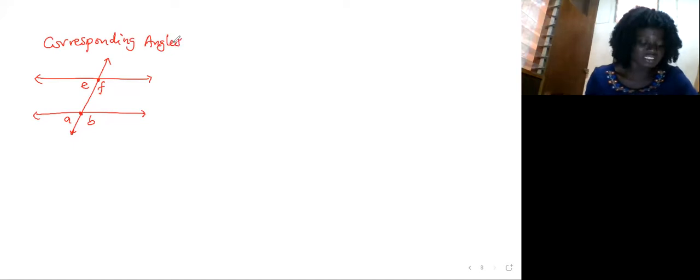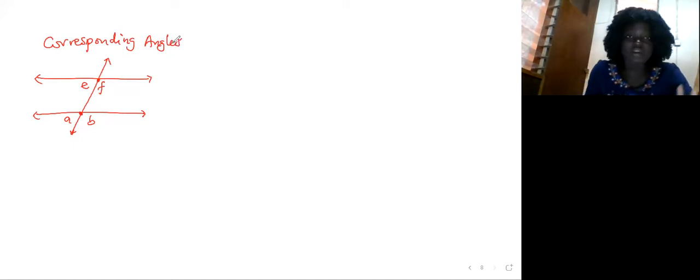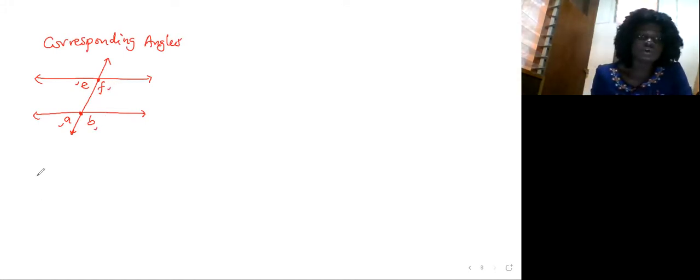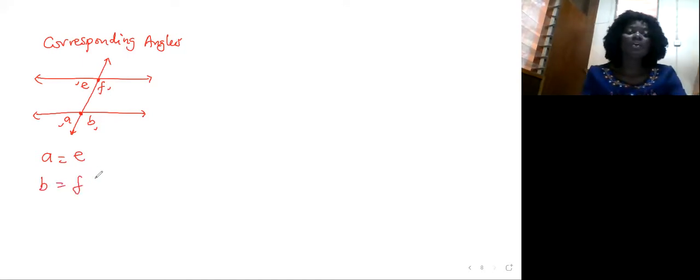Okay, so if we are saying this corresponding angle, then it means that A here is equal to E. So B here is also equal to F. Okay, so we can conclude that A is equal to E, then B is also equal to F.